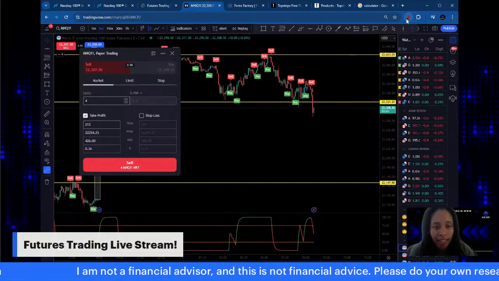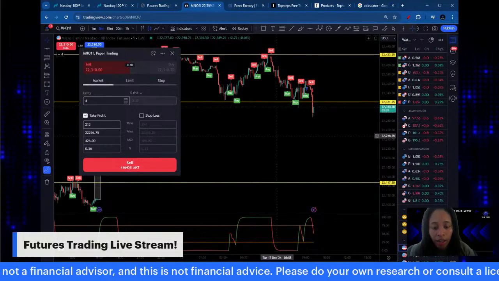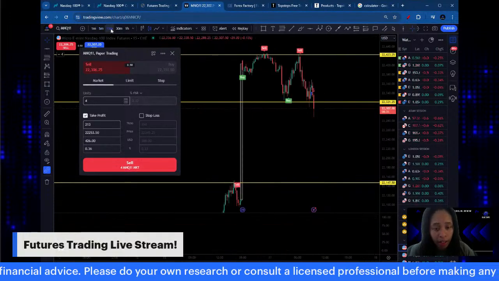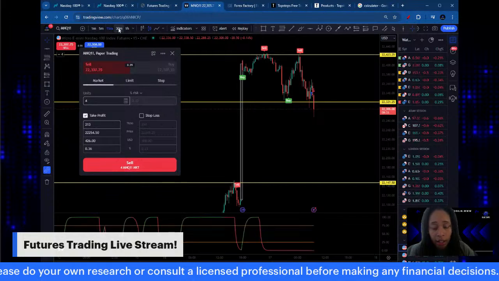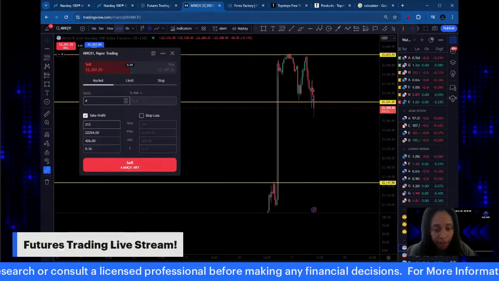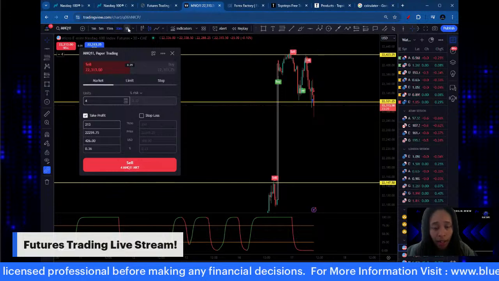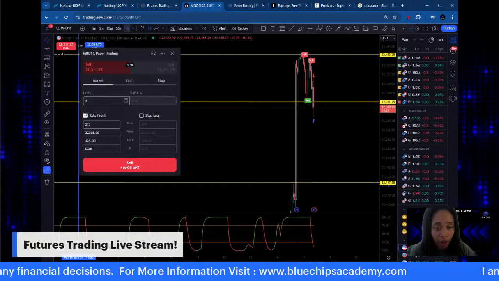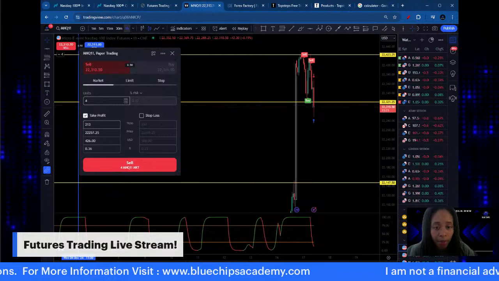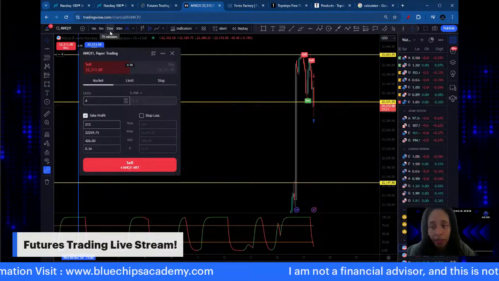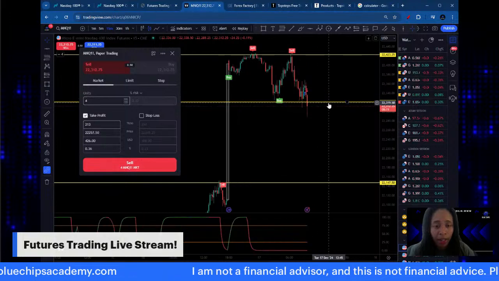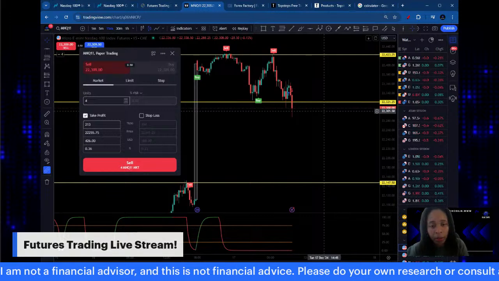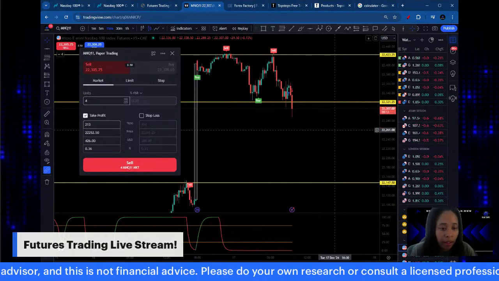Because remember, let's not negate the fact that we are still what? Oversold on the 15, right? The 30, okay, and the 1 hour. So that tells me that we could either continue to sell off or we could be finding support. So look, we're just going to be patient and wait and see what the market presents to us, okay? Let's see what we get.